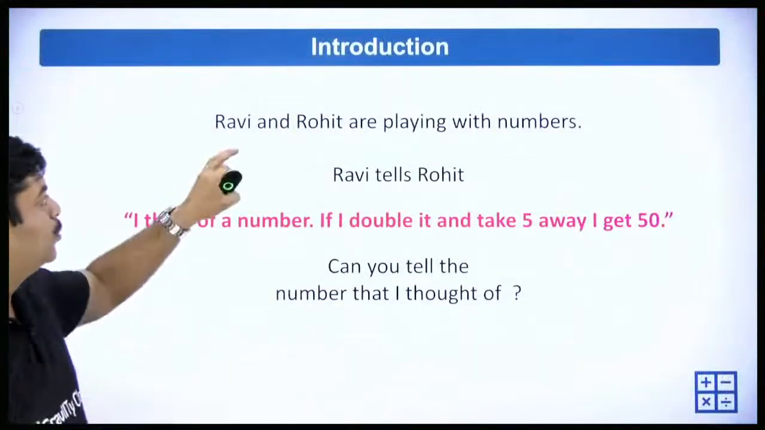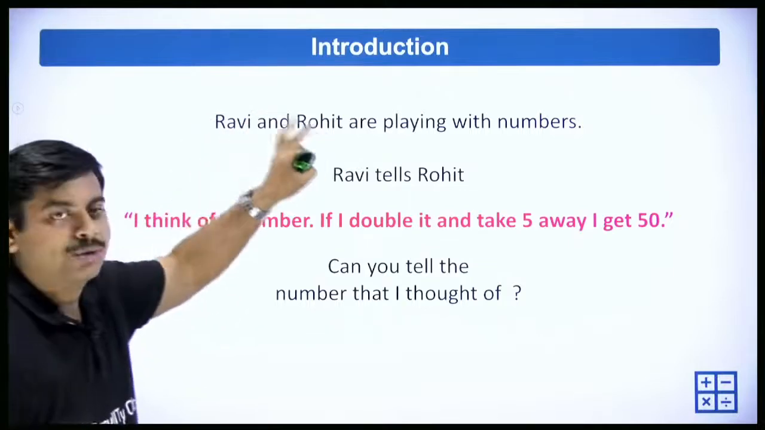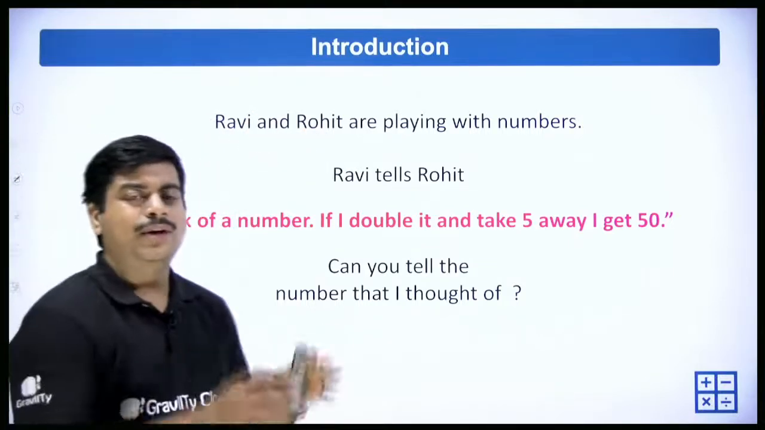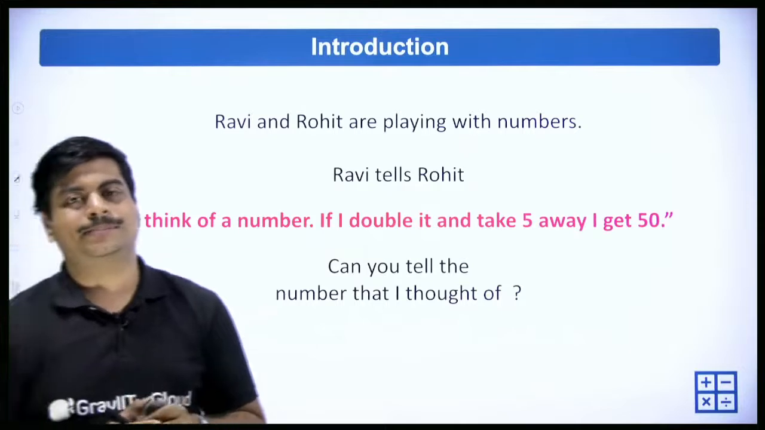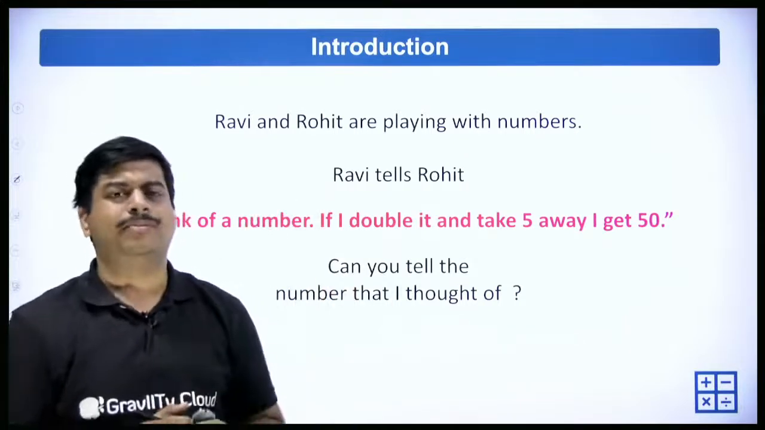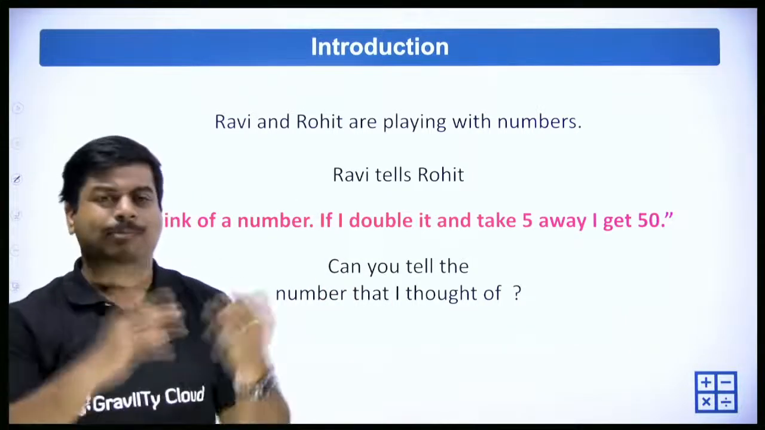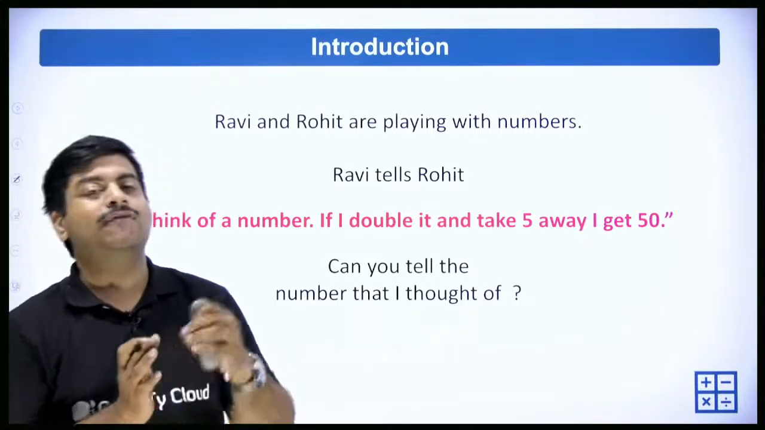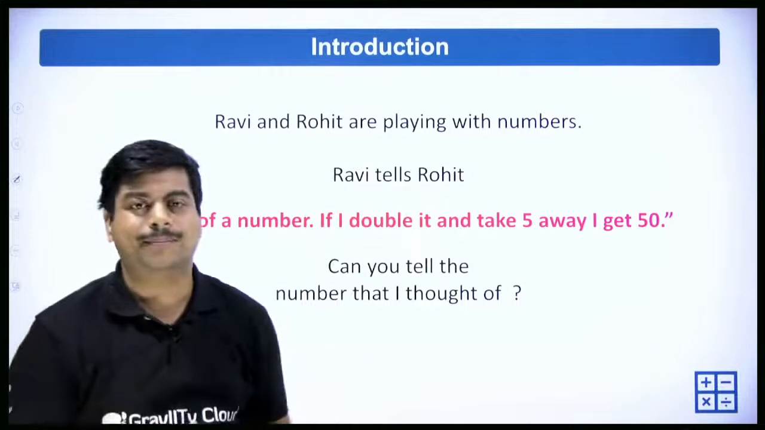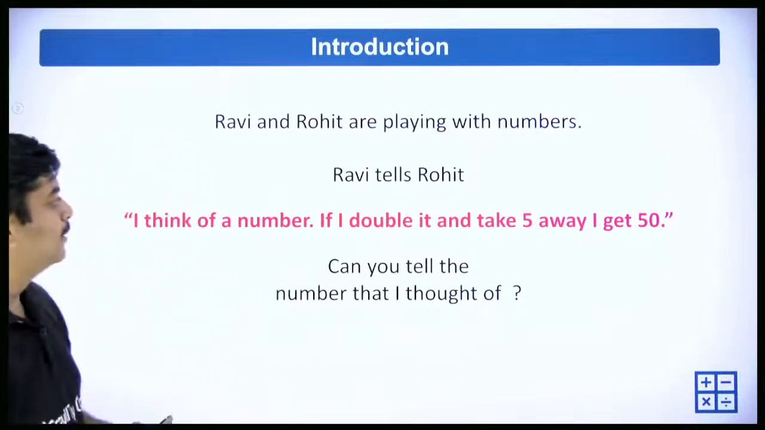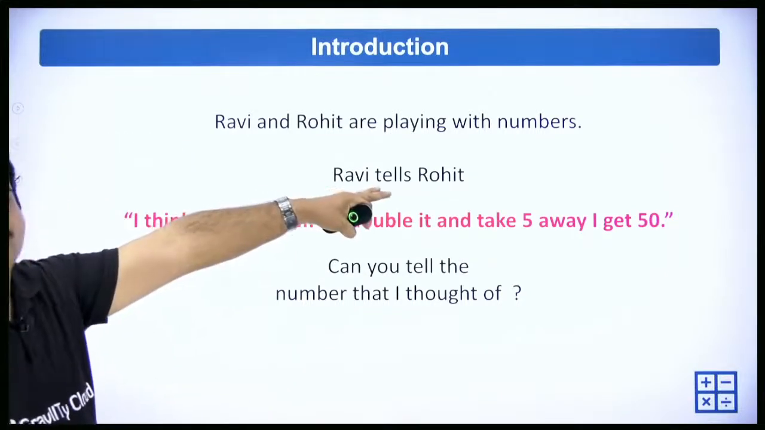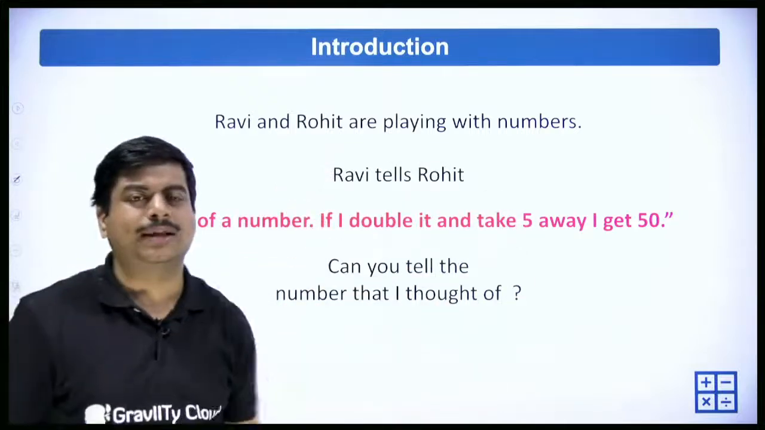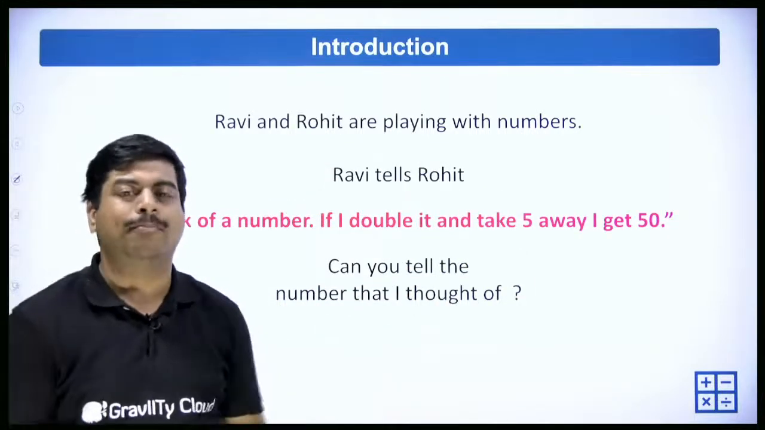I'll give you a small statement. There are two friends, Ravi and Rohit, who are playing with numbers. They took one random number. They multiplied, they added, they subtracted, and they give a question to the other person to find the number. One small example: Ravi tells Rohit, so Ravi is speaking to Rohit and giving him one puzzle, one question.